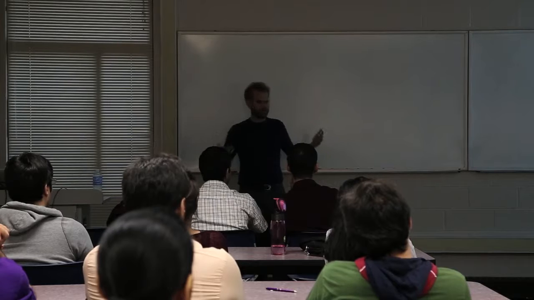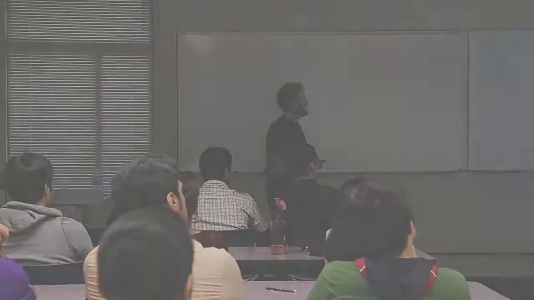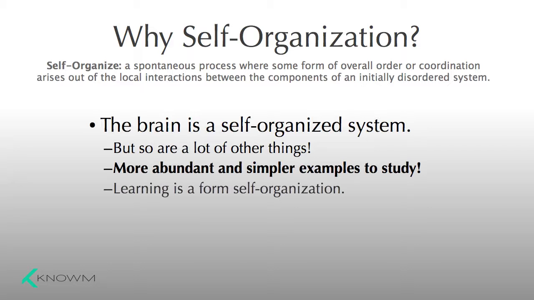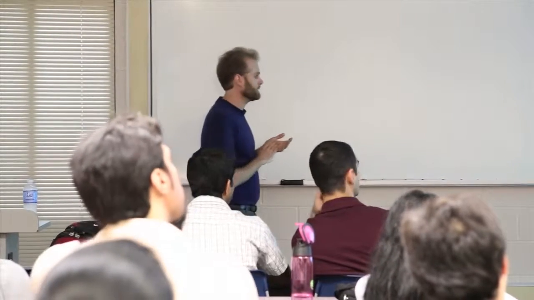They're all self-organized. Okay? So if a brain is a self-organized system, then maybe let's go look at some other self-organized systems that are simpler, okay? And use those to study. And maybe we can bring something back in understanding the brain. Because the problem is that the brain is crazy complicated. There's so much going on there, right? So that's one big motivation for self-organization.